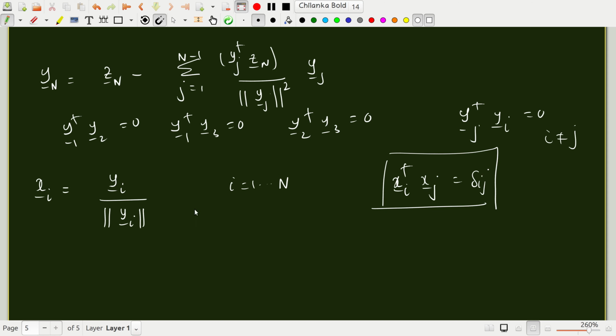You will get a normalized set of vectors. The xi's are orthogonal to each other, and they are also normalized. So they are called orthonormal. The xi's form an orthonormal set. So this is called an orthonormal basis.